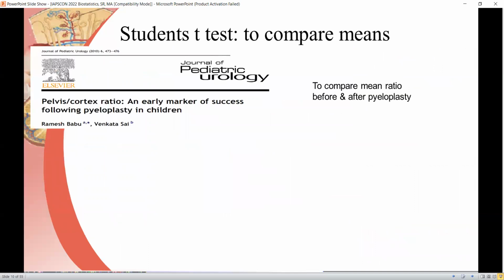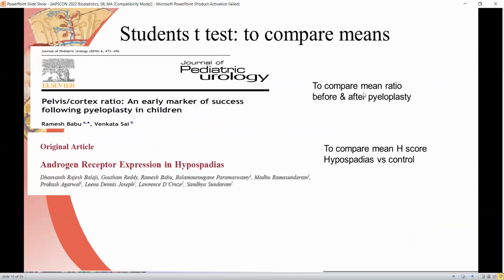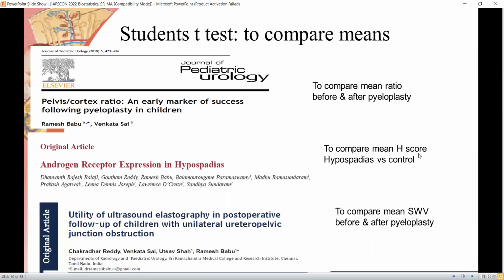Okay. So Student's t-test is used to compare means, and this is one of the papers we published in 2010. Here we wanted to compare the mean value before and after pyeloplasty. Here we wanted to compare mean H score in hypospadias versus control. And here we wanted to compare mean shear wave velocity before and after pyeloplasty. So just remember, if you have a set of values which is continuous data, and you want to create a mean of that data and then compare those means, then use a Student's t-test.